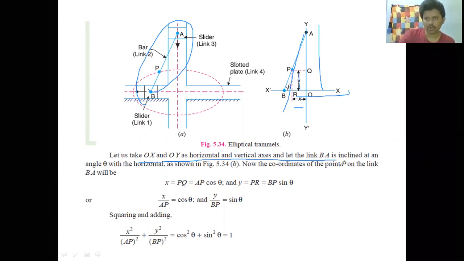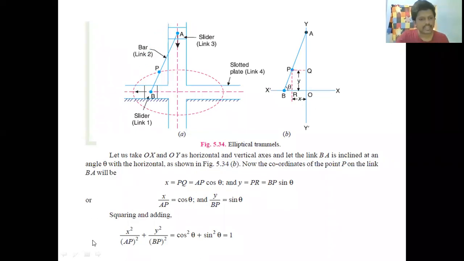We are taking a point P with coordinates on the link BA, and we can write X is equal to PQ, because this is the X distance PQ. From the triangle itself, we can write it as AP cos theta, because if it is theta, cos is equal to adjacent by hypotenuse, so it can be AP cos theta. If it is sin theta, opposite by hypotenuse, then it will be PR is equal to BP sin theta, which is Y. So from here we have a relation for cos theta and sin theta. Now we are squaring and adding both of those. We have an equation here: x square by AP square plus y square by BP square is equal to cos square theta plus sin square theta, which is 1. So this is the way we can find the equation of an ellipse by using the elliptical trammel.